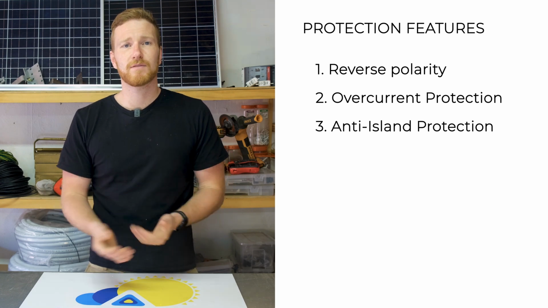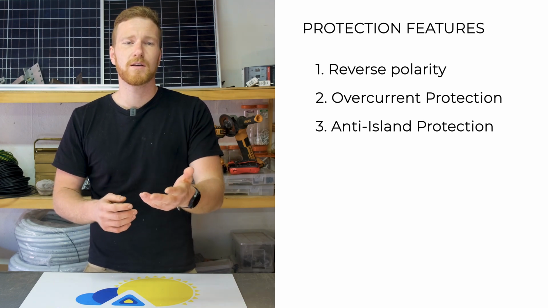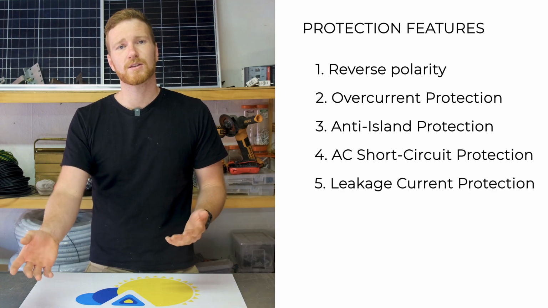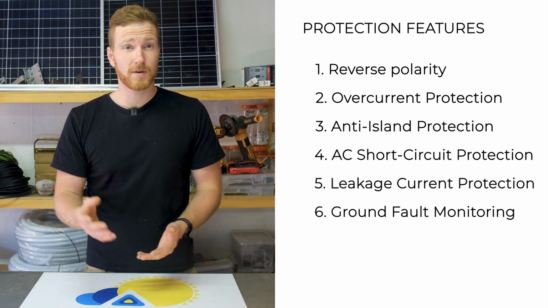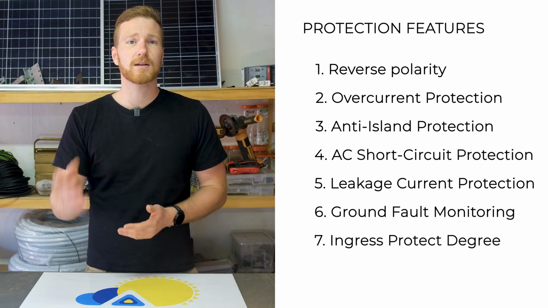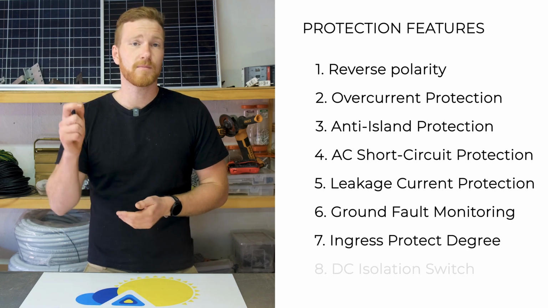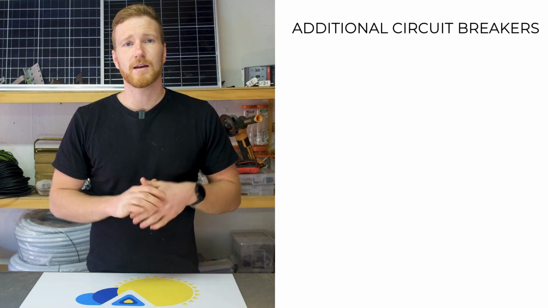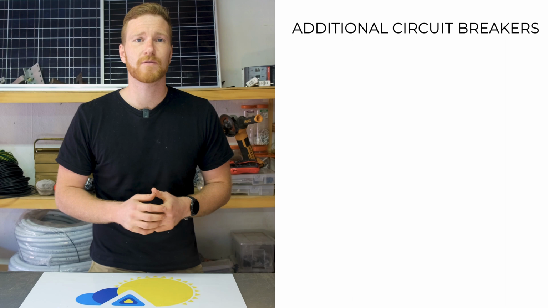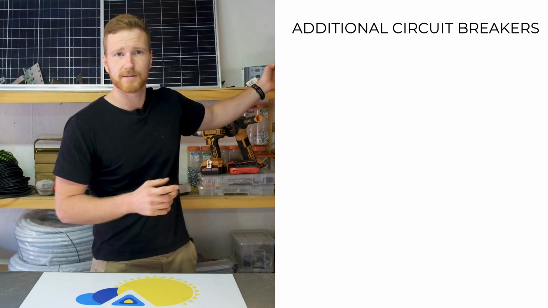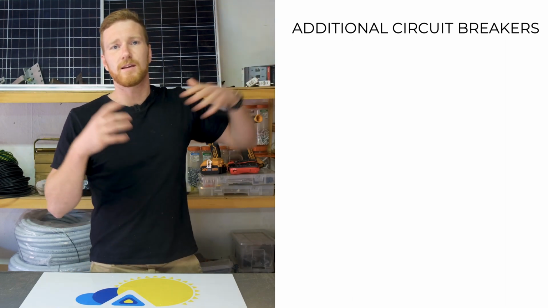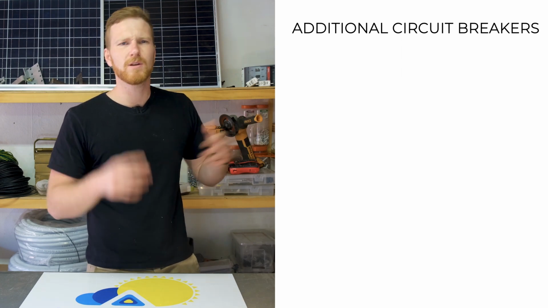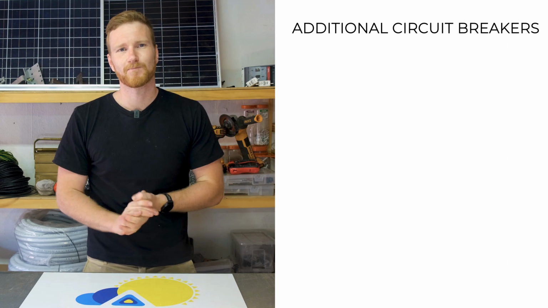Now, other safety features also include the AC short circuit protection, leakage current protection, ground fault monitoring, ingress protection degree, and an optional DC isolation switch. In order to protect your system even further, one should make use of external circuit breakers to protect the AC input and output of the inverter, as well as the PV input. We'll look at this later in the course.